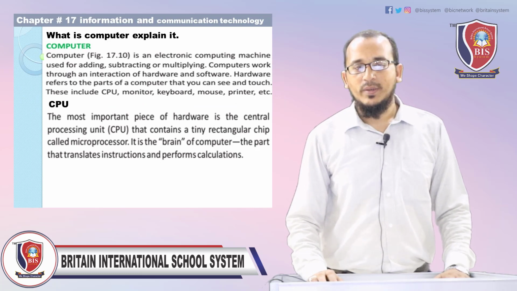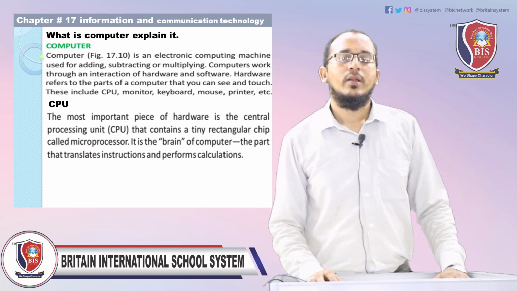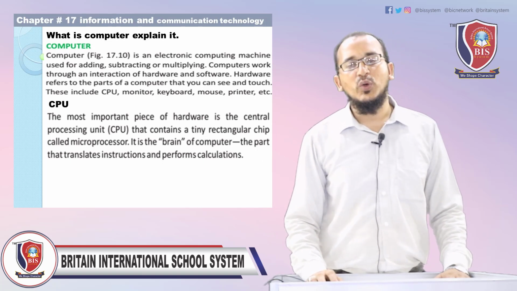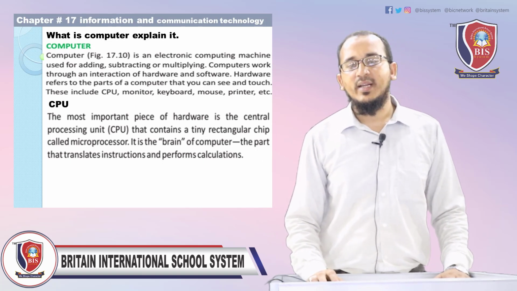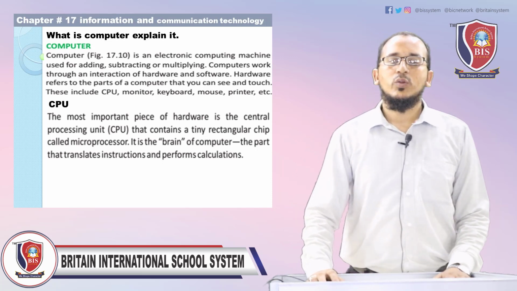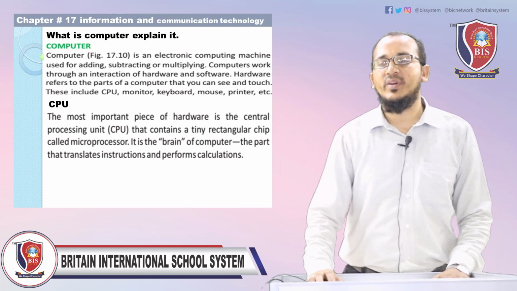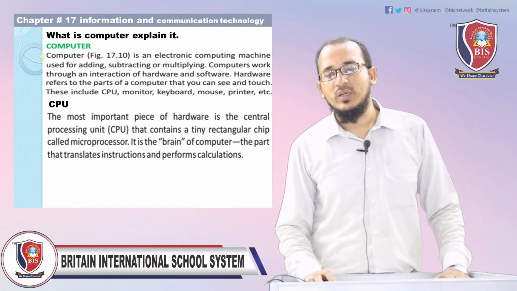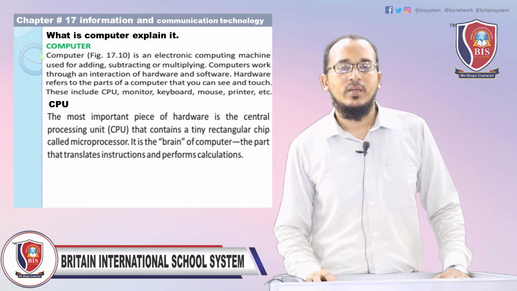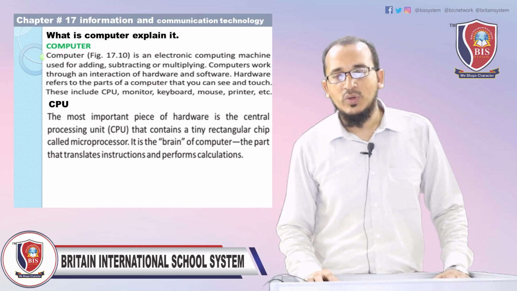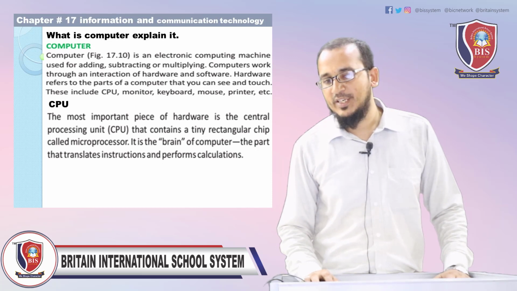What is a computer? Explain it. A computer is an electronic computing machine used for adding, subtracting, or multiplying. A computer works through an interaction of hardware and software. Hardware refers to the parts of a computer that you can see and touch. These include CPU, monitor, keyboard, mouse, printer, etc.